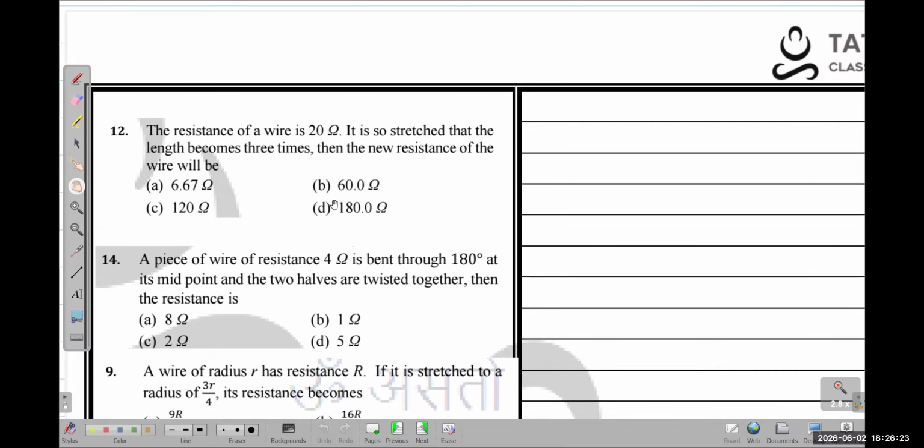If the wire is stretched to 3 times, the new resistance of the wire will be?